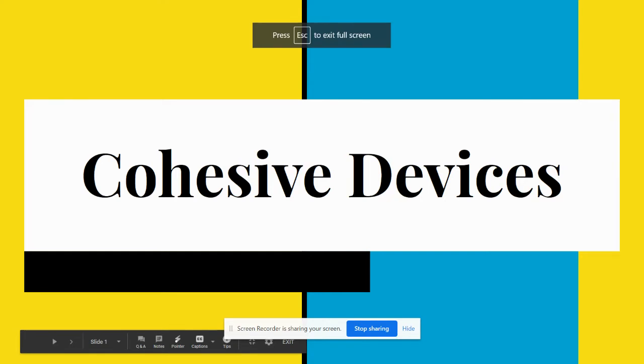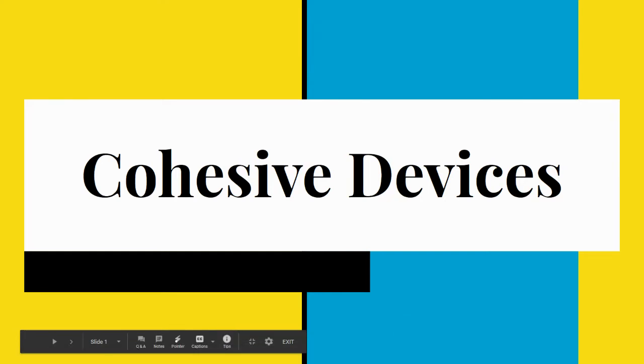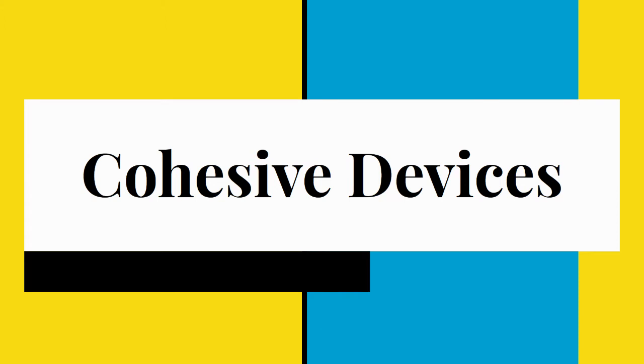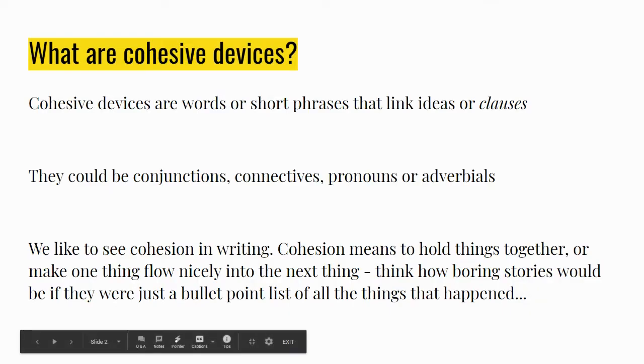This grammar lesson is all about cohesive devices. Now, that might be something that some of you have heard of before. Some of you might have even had it as a writing target before, or some of you might have never heard of that before. And it's absolutely fine because we're going to talk about what they are now.